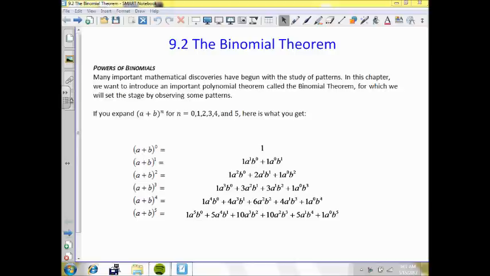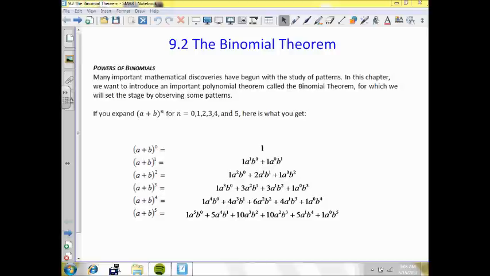Now, if you expand a plus b to the n power for n equals 0, 1, 2, 3, 4, and 5, here is what you get. So a plus b to the 0 power is 1. Remember, anything to the 0 power is 1. A plus b to the first will be 1a to the first, b to the 0, plus 1a to the 0, b to the first, or generally a plus b.